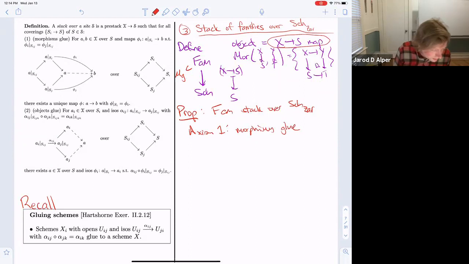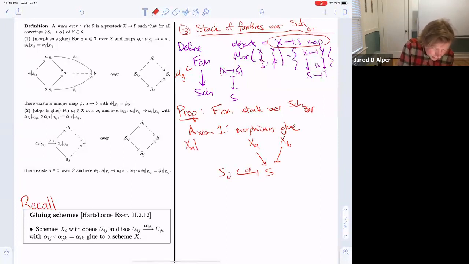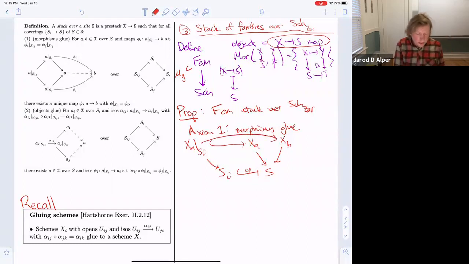Maybe it's worth spelling that out. Let's suppose we have objects A and B over some scheme S. So these correspond to morphisms of schemes X_A and X_B over S. And then we have a Zariski cover, an open cover, such that if you take the restriction of X_A to each S_i, and we have maps to X_B, then the claim is that they uniquely glue. And this is the fact that morphisms glue in the Zariski topology.